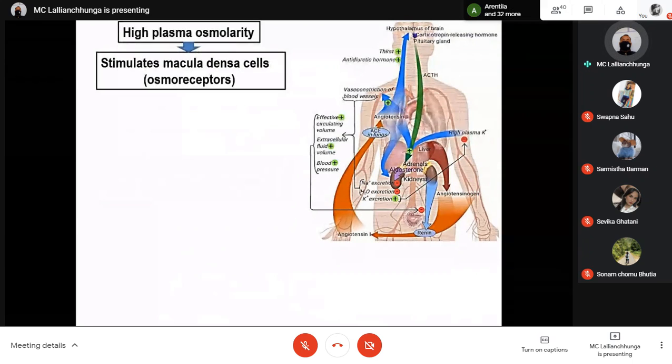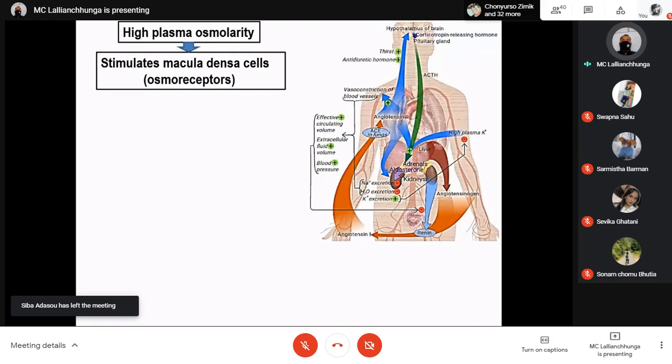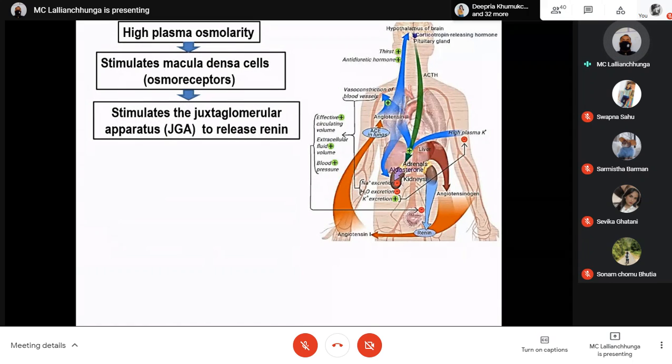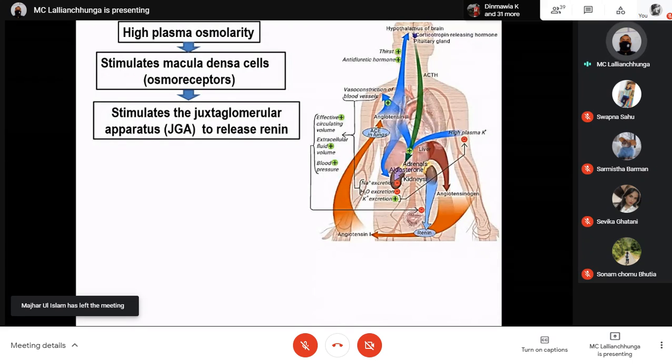What will happen is that we know this osmolarity, which we have already discussed, stimulates macula densa cells. Macula densa cells of the kidney are, we can say, peripheral osmoreceptors. You know this from when we discussed the juxtaglomerular apparatus. When macula densa cells are stimulated because of high osmolarity of the glomerular filtrate, they stimulate the juxtaglomerular apparatus to release renin.